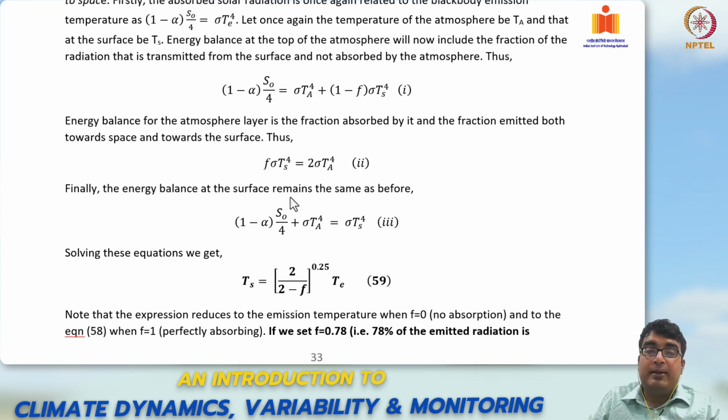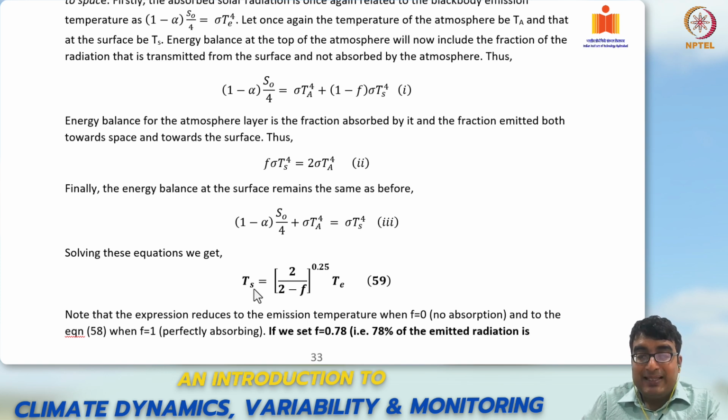So this is the energy balance at the surface, this is the energy balance of the atmospheric layer, and this is the energy balance at the top of the atmosphere. If you solve for these, you get the surface temperature Ts as (2/(2 minus F)) to the power 0.25 times the black body emission temperature Te. Remember, (1 minus alpha) S0 by 4 equals sigma Te to the power 4, so this is the black body emission temperature.